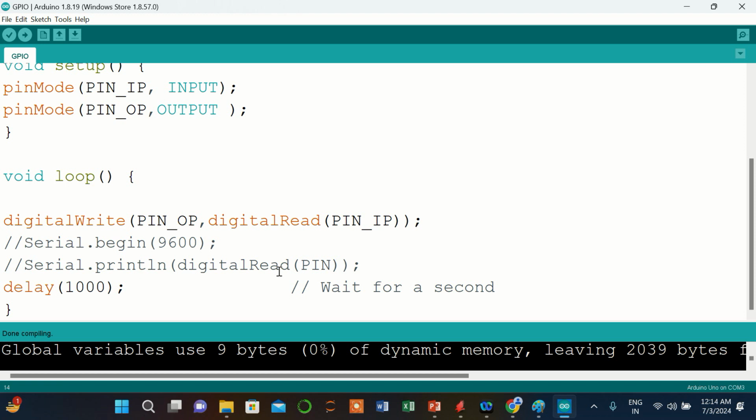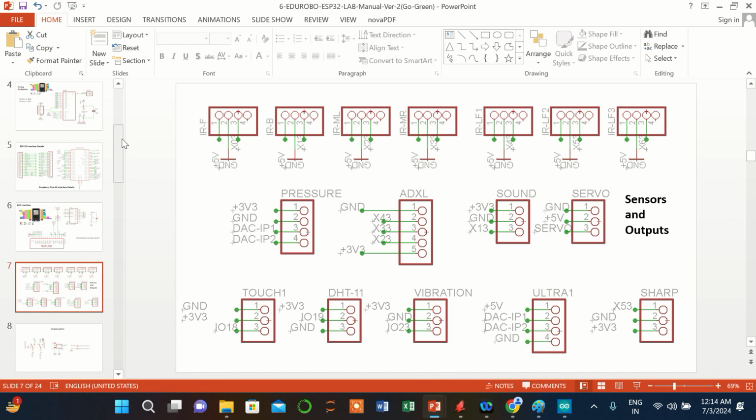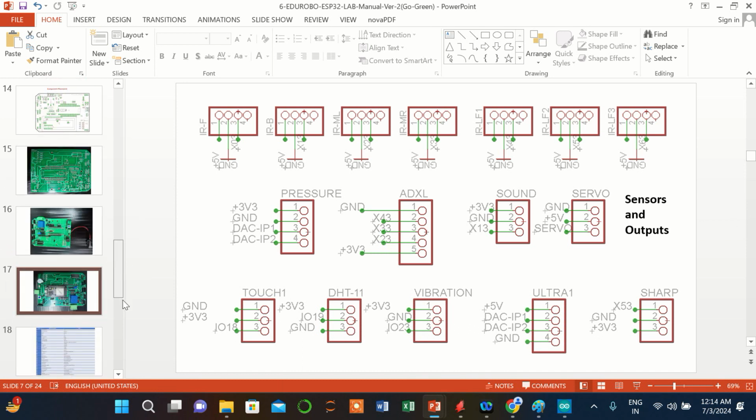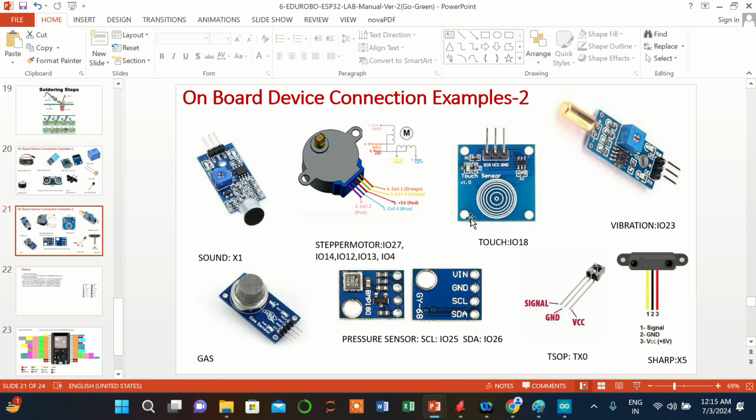All right. So in the next session, instead of a switch, we will try to use some sensors. We'll see the types of sensors which we have already provided on the board. Some of the sensors are already there. We will see which sensors we have on the board. Those sensors, one after another, you can insert and try yourself by writing the programs.